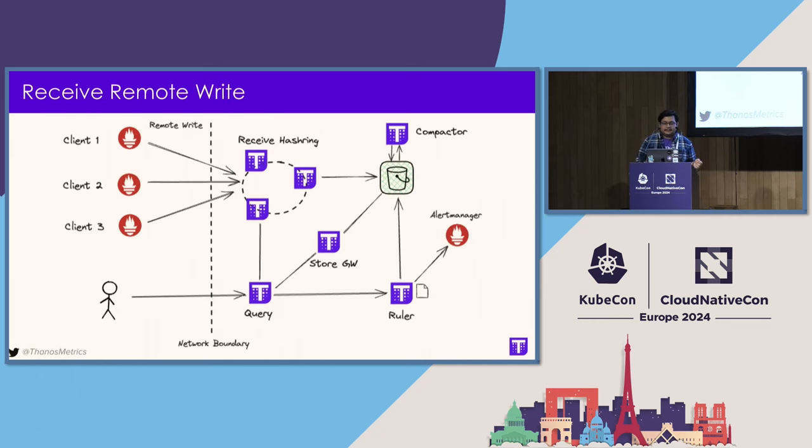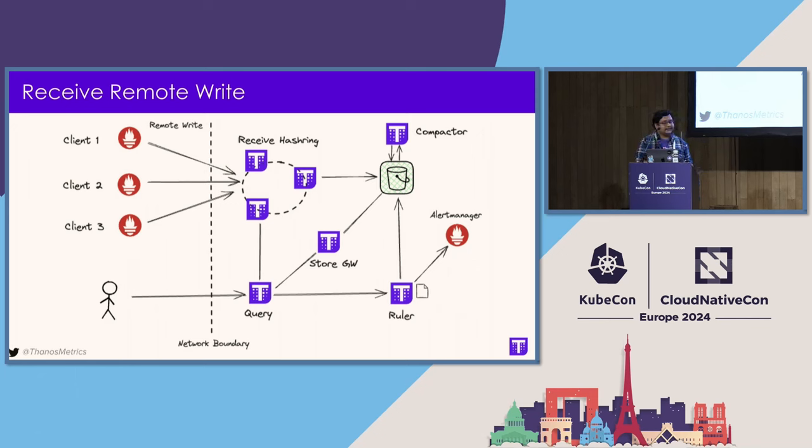The second architecture is the receive. And this was introduced to make Thanos into a sort of monitoring as a service offering. So here, different Prometheus can remote write their metrics, even across network boundaries, to Thanos receives, which are kind of horizontally scalable TSDBs using hash rings and so on.